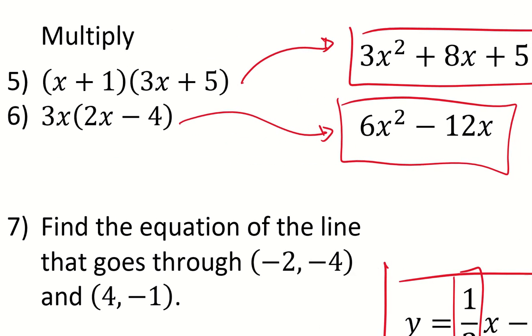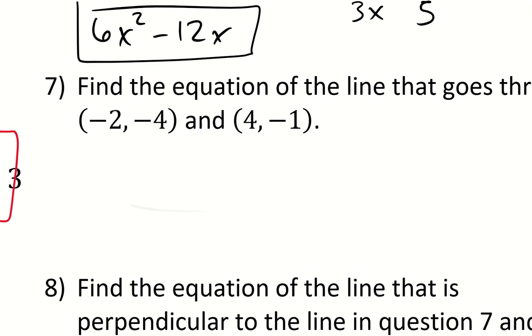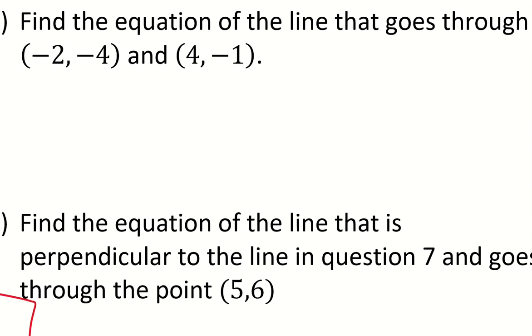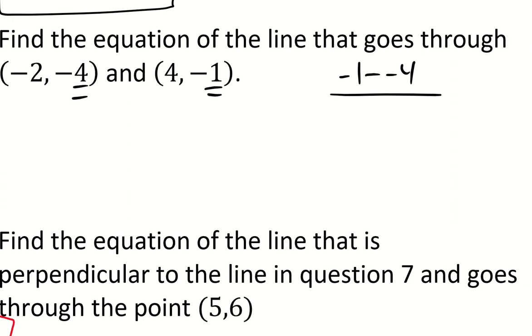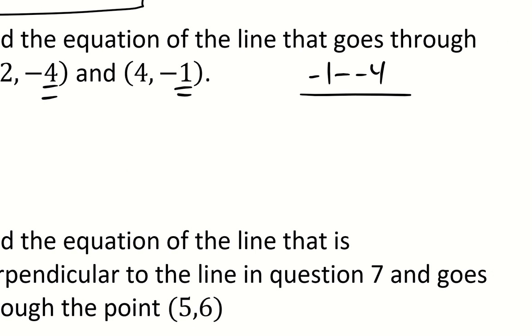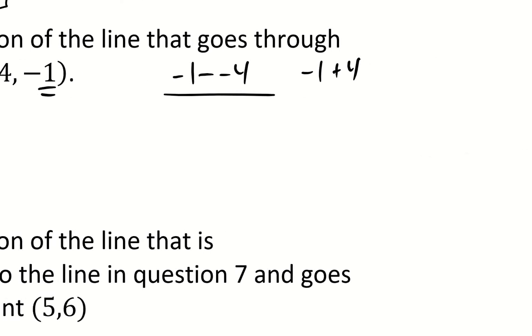It says find the equation of the line that goes through these 2 points, and you can see the answer is already there. Let's take a look at this. First of all, of course, I'm going to find the slope of the line. The slope is the change in y over change in x, so I'm going to double underline my y's, and I'm just going to go ahead and write -1 minus -4. That's the change in y. I'll simplify that. -1 minus -4 is -1 plus 4, which looks like a change of 3 in the y.